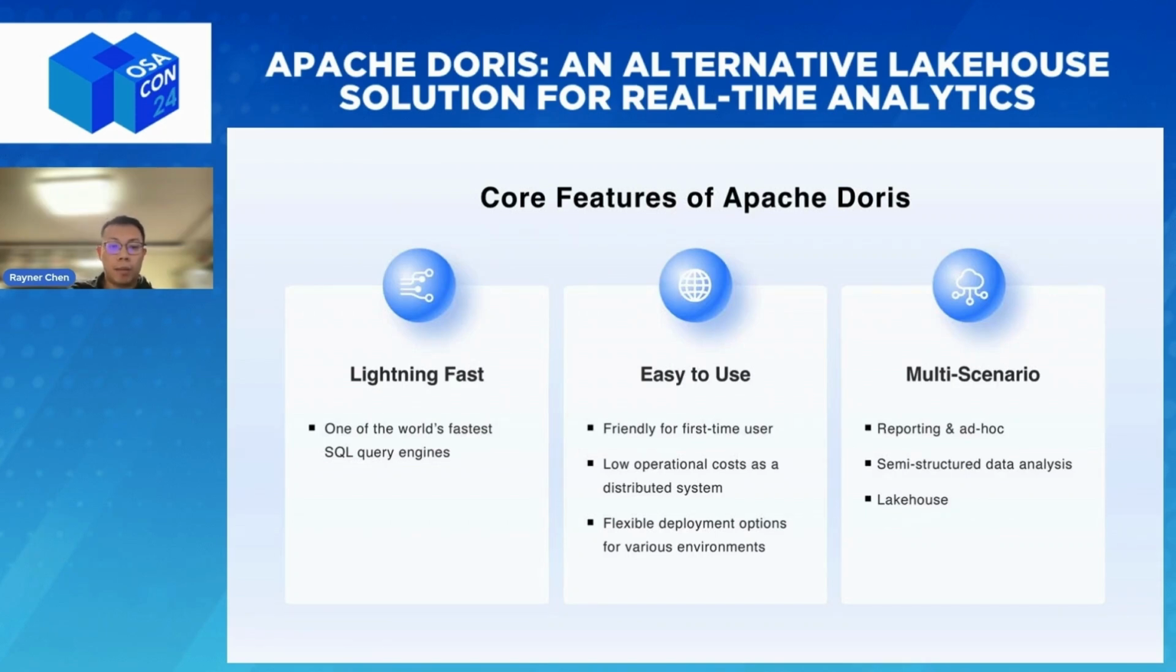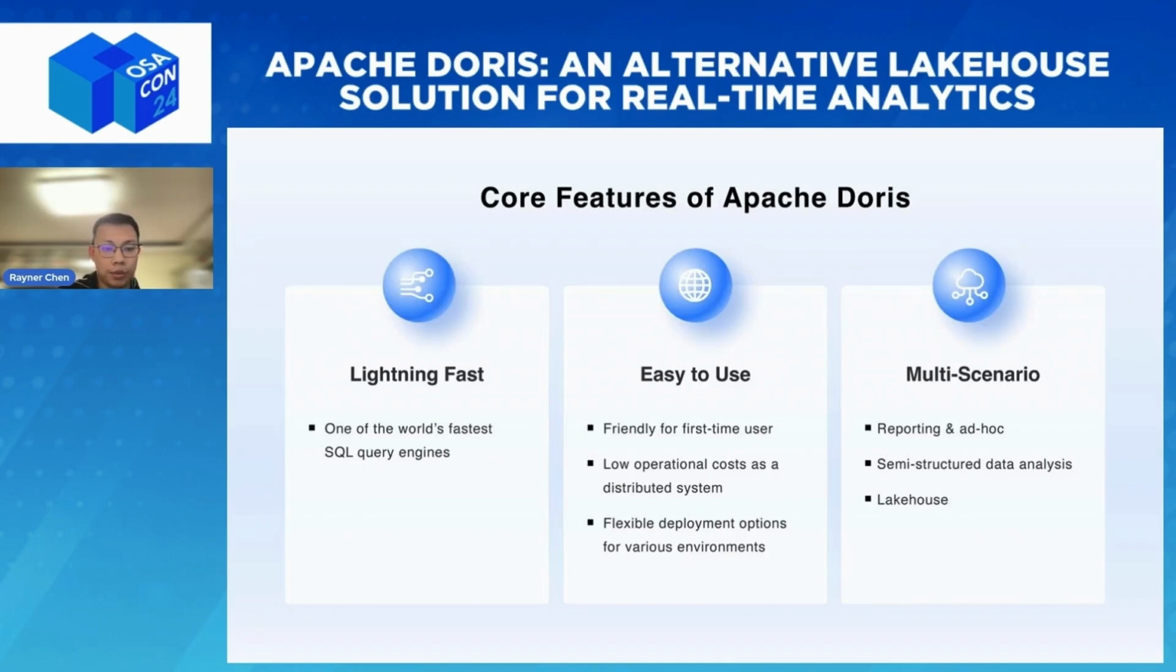Okay, now let's talk about Doris' main features as an OLAP database. The first is lightning fast. It is one of the fastest SQL query engines. I will show some benchmarks later. And I think this is the most important and basic requirement of being a database or a data warehouse facing the OLAP or analysis scenario.